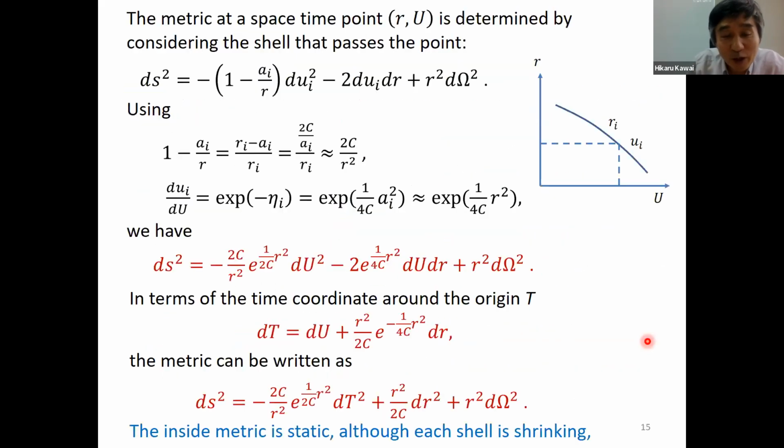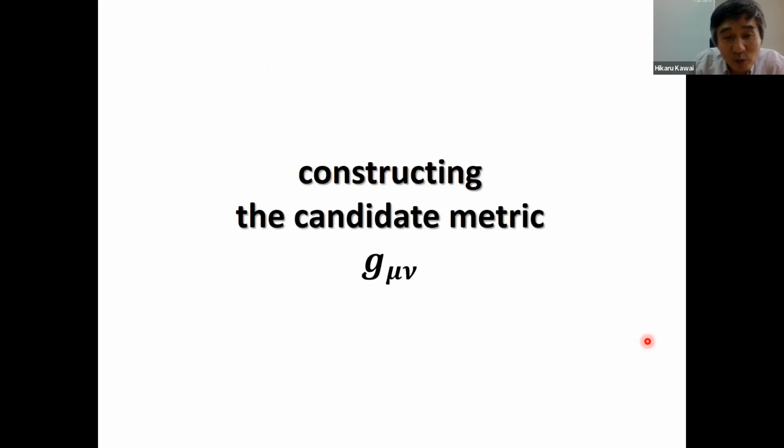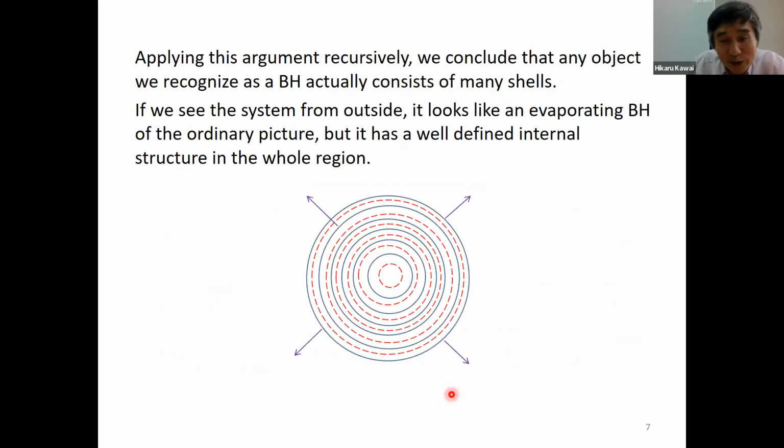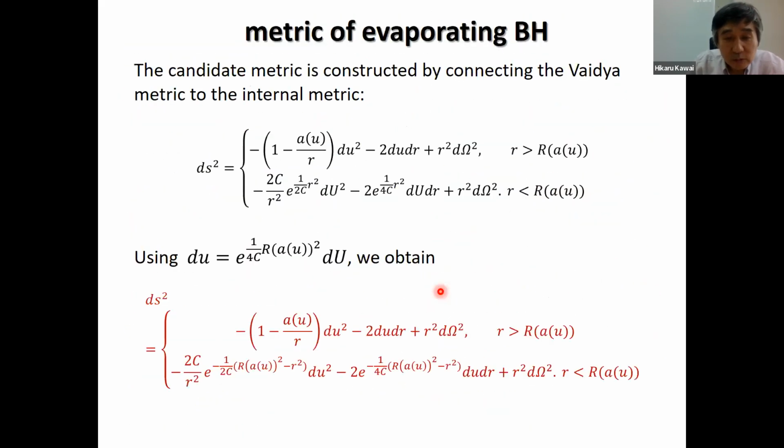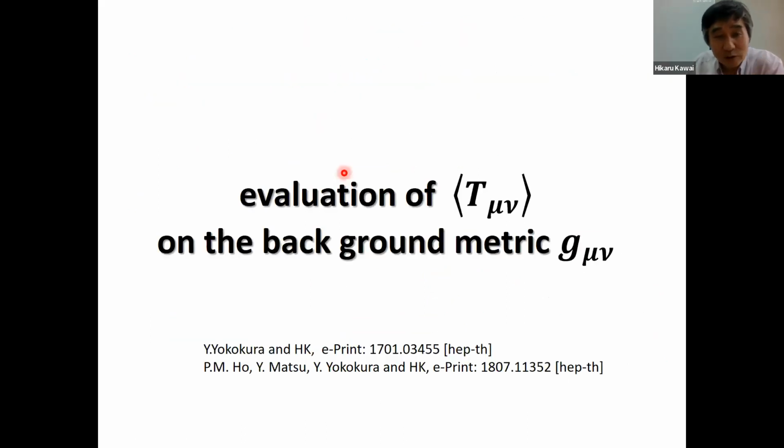So in this way, we can construct a candidate metric for our object. Outside is almost vacuum, and the inside is quite dense. So this is our solution. The next step is to evaluate the expectation value of the energy momentum tensor, and then see whether the semi-classical Einstein equation is satisfied or not. So let's calculate the expectation value of the energy momentum tensor in this background.